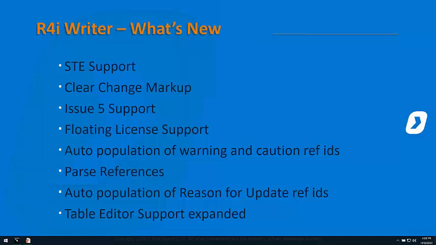Obviously, as we know, with issue 4 and above, we couldn't keep our change markup inside our data modules. So what we've done is we've now implemented a clear change markup function. So instead of you having to manually go through and delete all that change markup, we're now giving you the option just to be able to click a button. Obviously, it's to do it with caution, but it's there to come through.